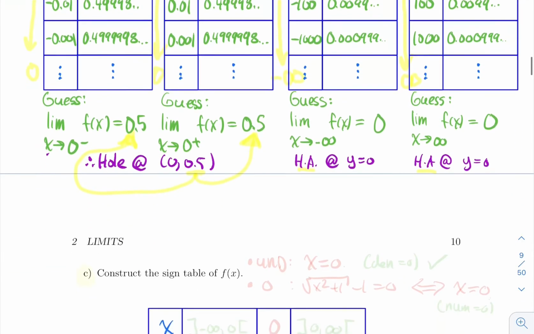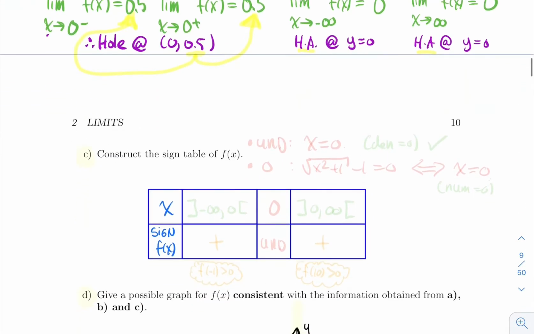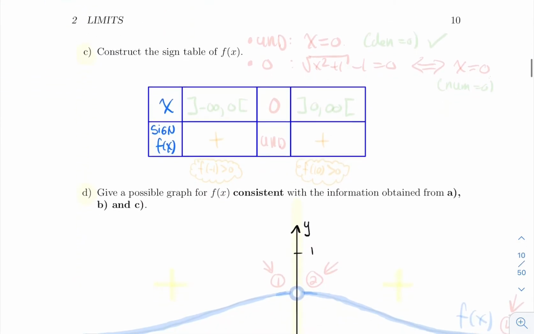Since we're familiar with the sign table, let's construct it, and let's use this also to better understand this function. When you're constructing the sign table, you want to know where it is undefined and when it is 0. It's undefined when the denominator is equal to 0. We already know it's undefined when x is equal to 0, since we did that computation for the domain. What about the root here? When is it equal to 0?